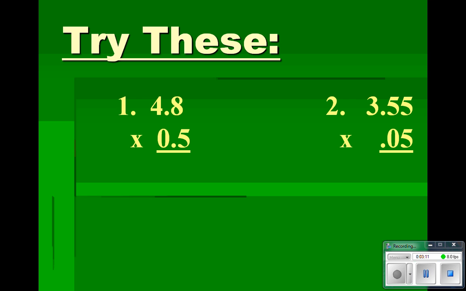So you are going to try a few of these on your own. Number 1 is 4.8 times 0.5, and number 2 is 3.55 times 0.05. And you will work these problems on your own. Place the DVD on pause. And once you pause it, you will come back and recheck the answers that you have given to see if you've gotten them correct. Press pause now.